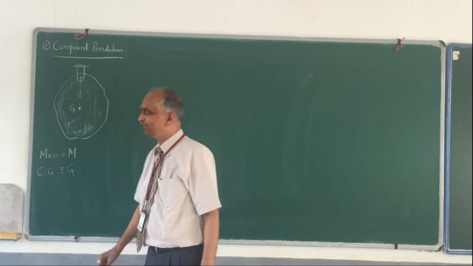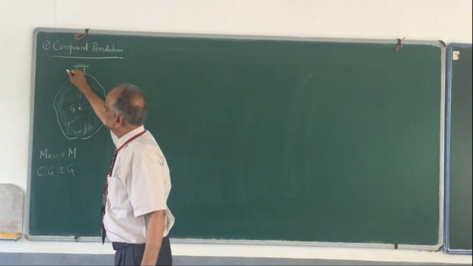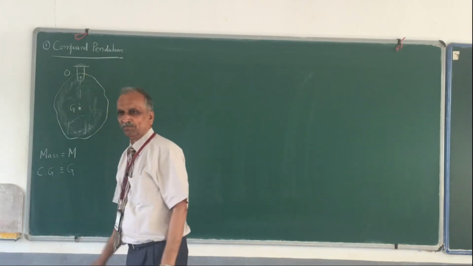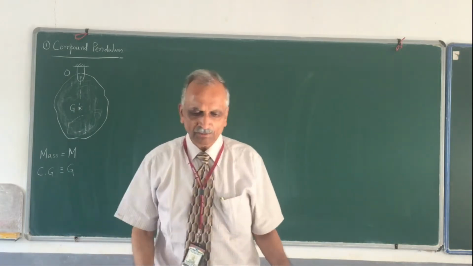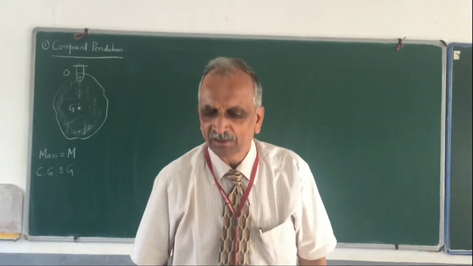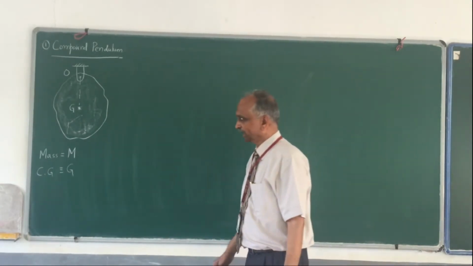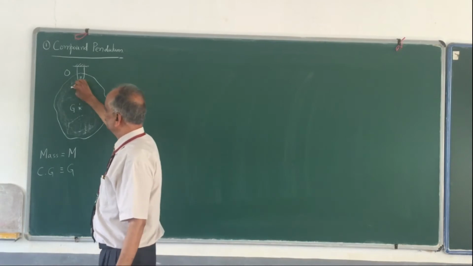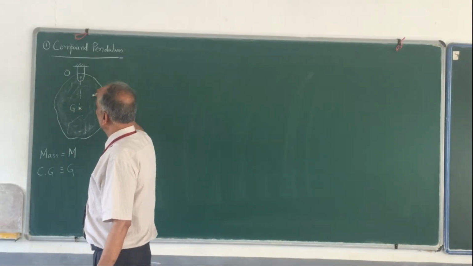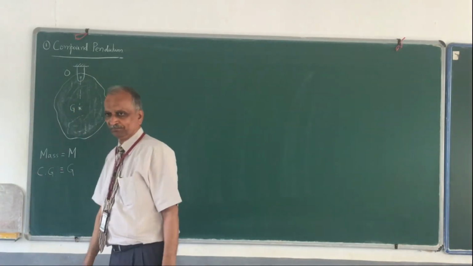G is the center of gravity of this, and O is the point of suspension. That is the point about which the angular motion or vibrations are going to take place. Now I am supposed to find out what is the natural frequency of this body.